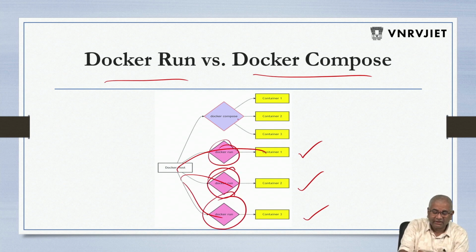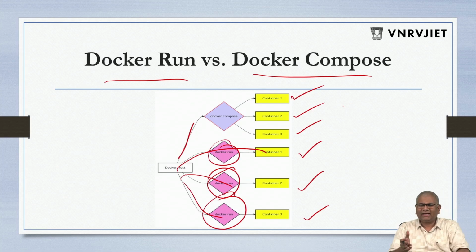Whereas with Docker Compose, you specify all of them. You just say start, and it will automatically create all 3 containers in one shot. Like I said, it's a batch file of things done, right? That's pretty much what it is. That's the picture.